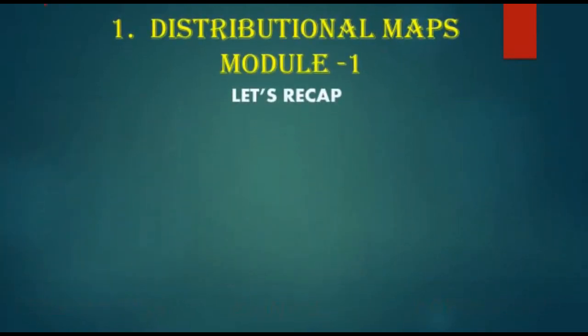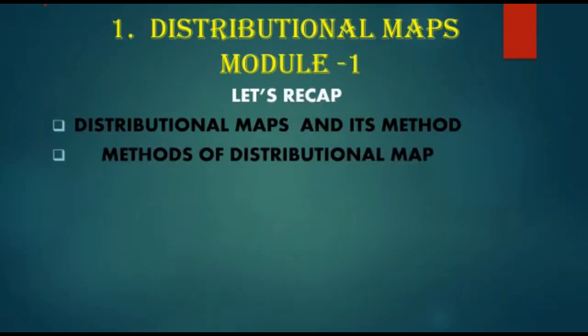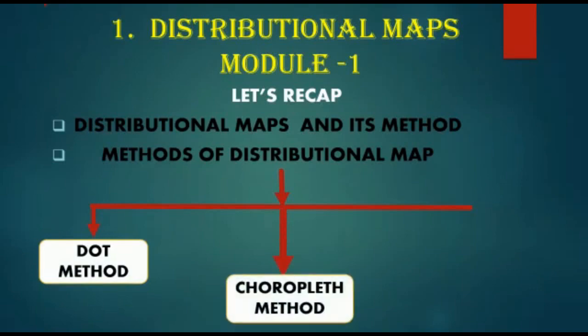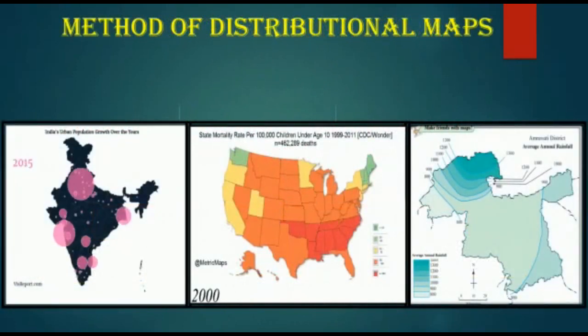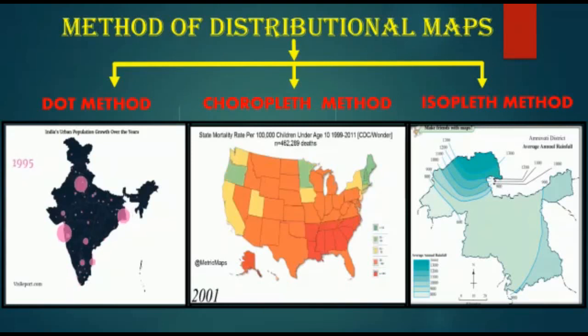Also, we have studied about the distributional map. The aim of a distributional map is to show the features of an area. This distribution can be shown in the three following ways. They are dot method, choropleth method and isophleth method. As you all know, there are three methods of distribution map: dot method, choropleth method and isophleth method. In the previous module 1 we have studied about the dot method map and choropleth method map.